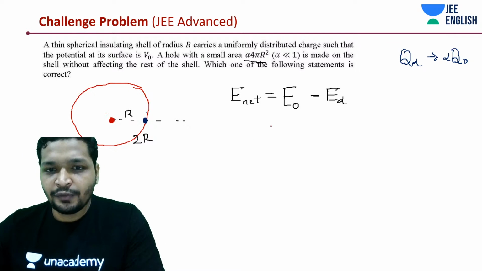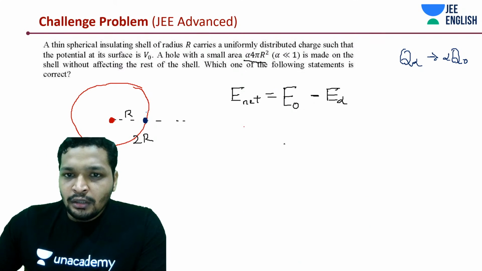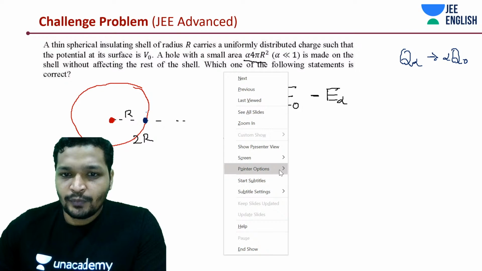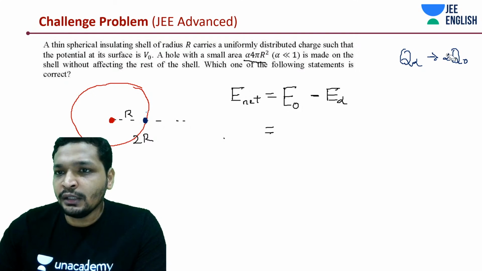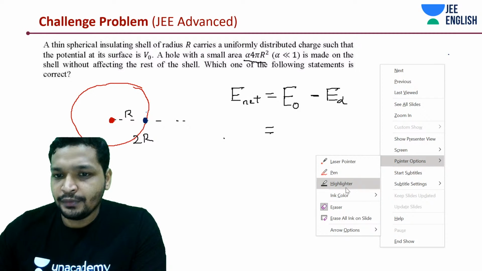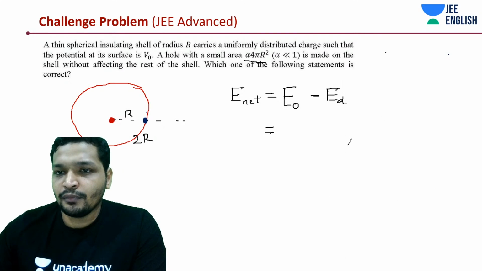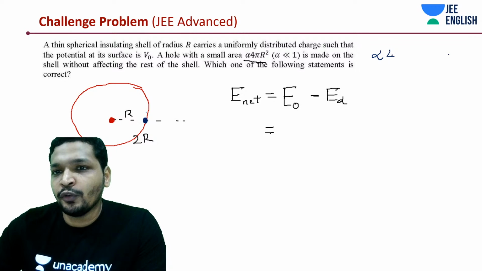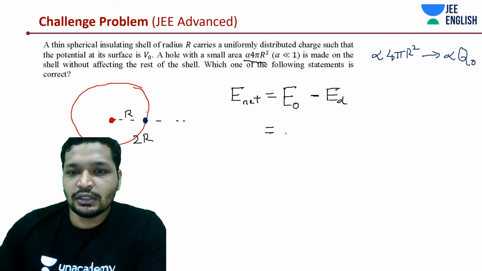Let's write it down. What is the field due to this? Let's even make use of the same color. Okay, so this will give us a better understanding. The charge due to the alpha is going to be alpha into Q naught. The entire thing is Q naught. Then in the alpha, it's going to be alpha 4 pi r square. It's going to be how much? Alpha into Q naught. All right, now that is all we need.